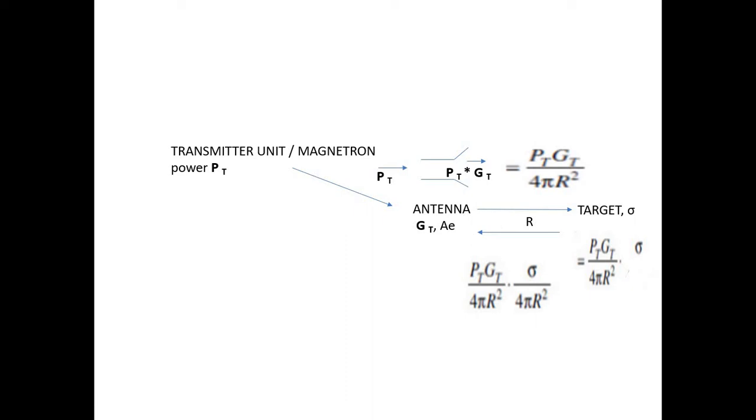Now at radar station we multiply power density with the effective area of an antenna. So this power density is going to be multiplied with the effective area, and that will be our received power at the receiver unit.